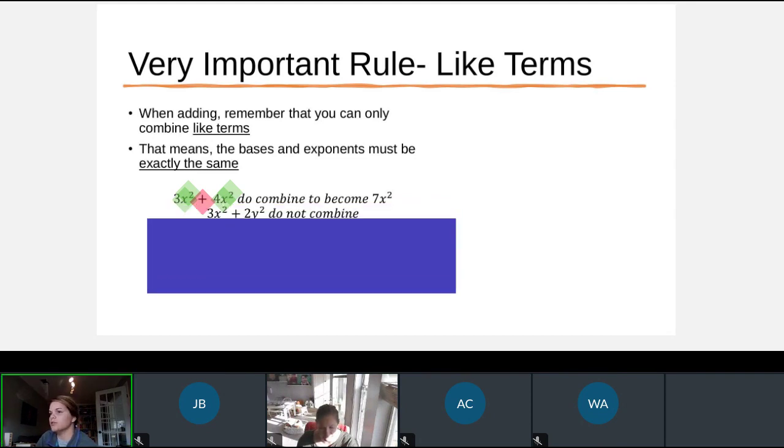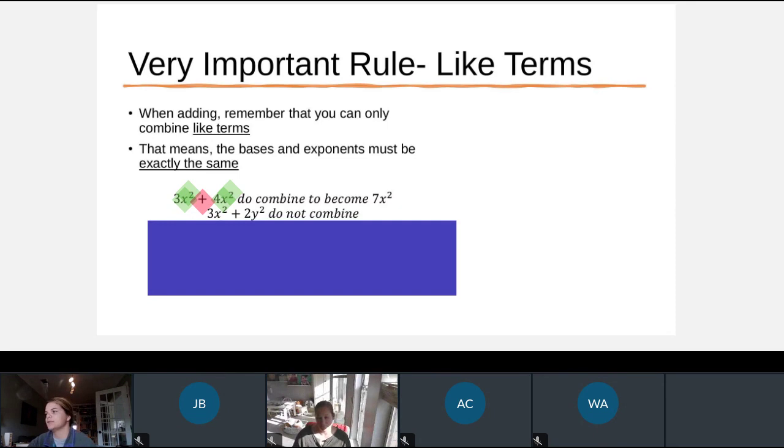All right, 3x squared plus 2y squared. This would not combine. Why does this not combine? I'm going to open back up the group chat. Why can we not combine 3x squared and 2y squared? Good. So the exponent's the same. But exactly, the variables are different. Perfect, good job, different bases.